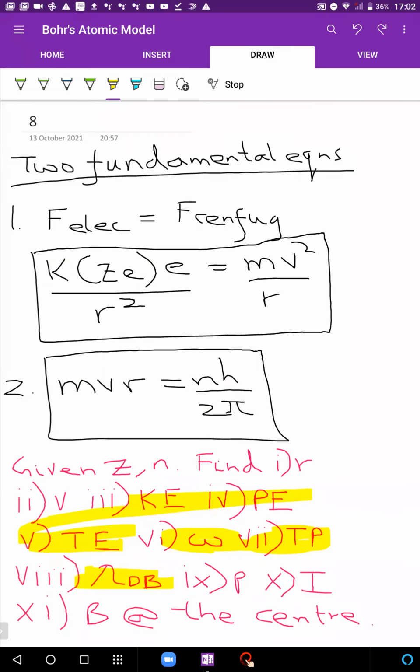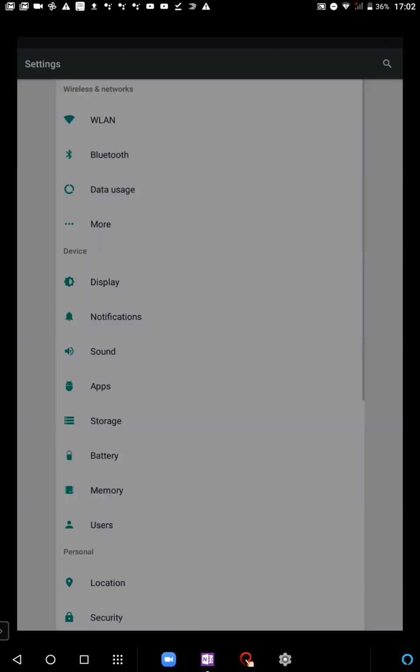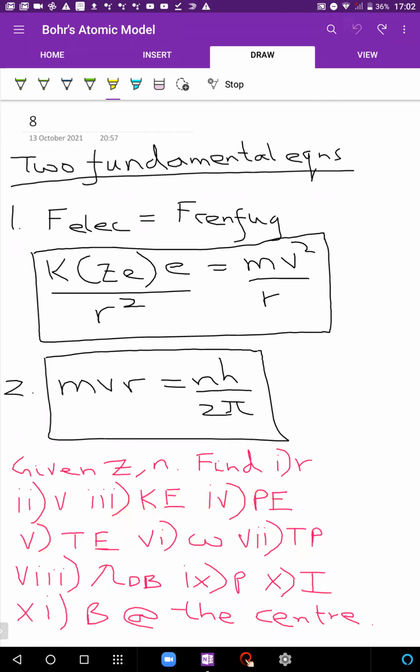Then an electron moving in a circular orbit can be visualized as a current moving in a circular loop. So current, I for current, and current in a circular loop, you guys probably know now. Because of that, it produces a magnetic field at the center. So B is the magnetic field at the center of the circular orbit.